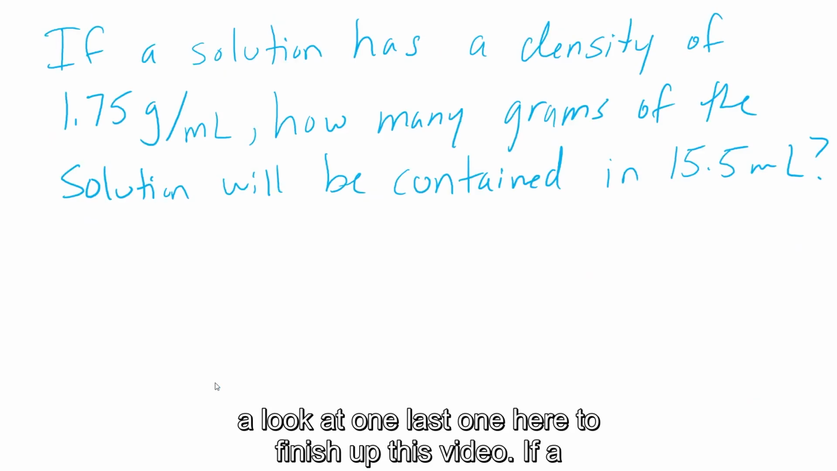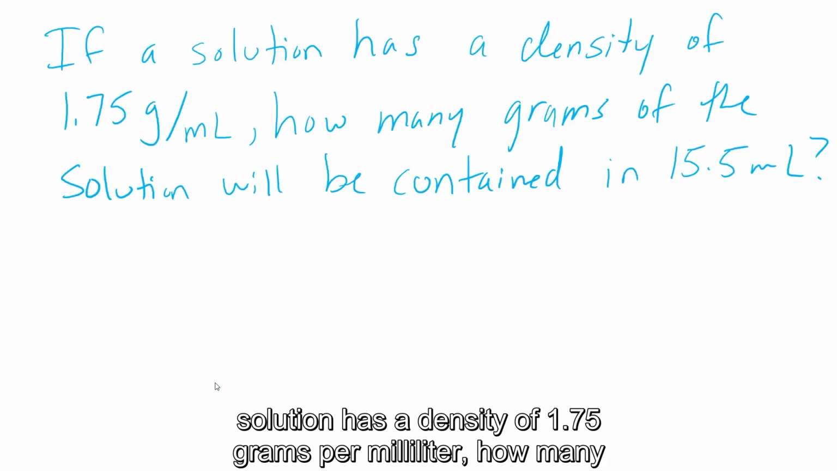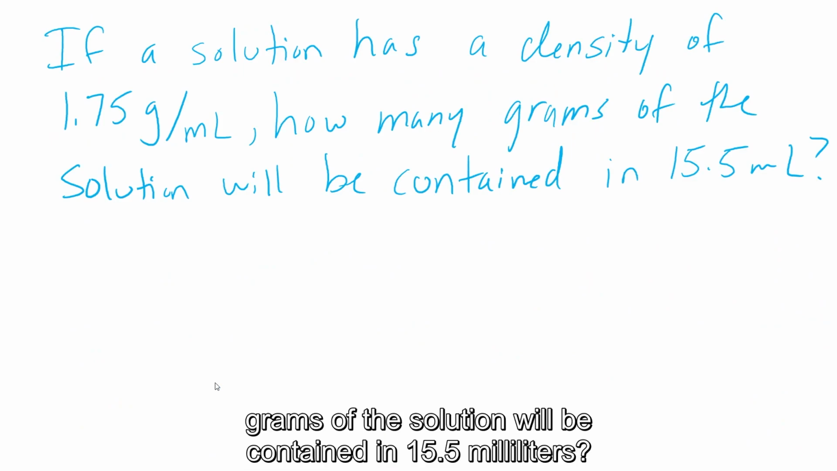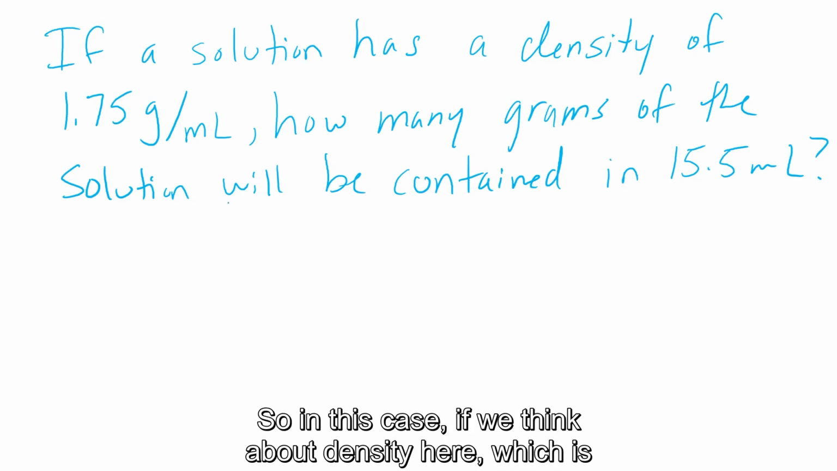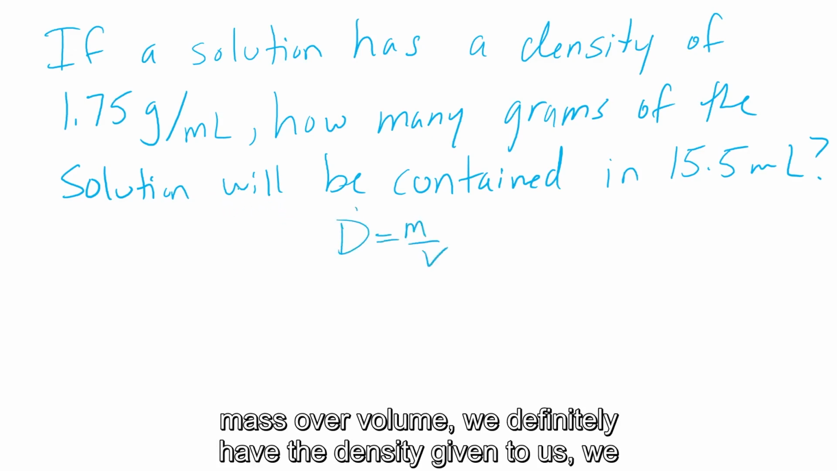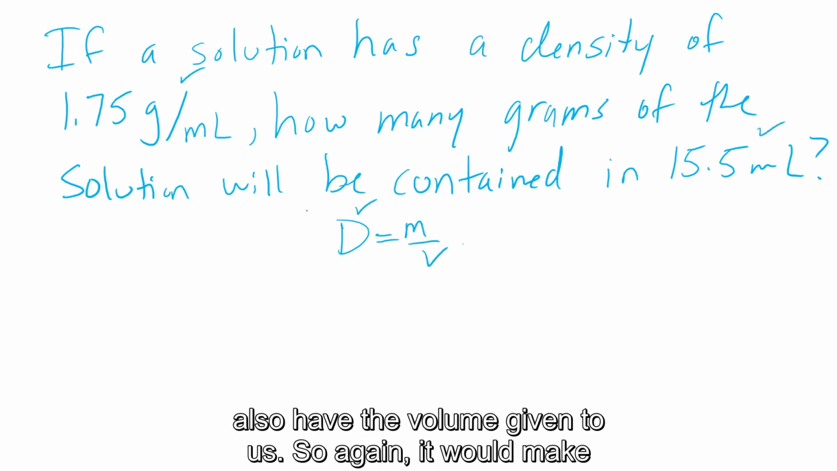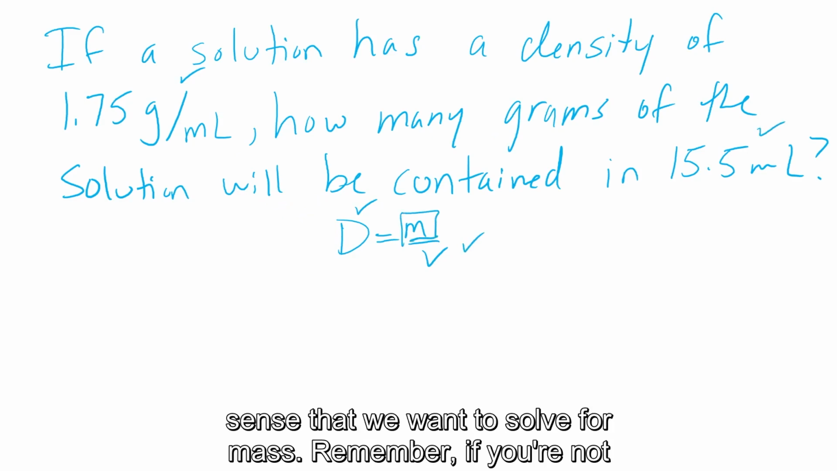All right, let's take a look at one last one here to finish up this video. If a solution has a density of 1.75 grams per milliliter, how many grams of the solution will be contained in 15.5 milliliters? So in this case, if we think about density, which is mass over volume, we definitely have the density given to us. We also have the volume given to us. So again, it would make sense that we want to solve for mass.